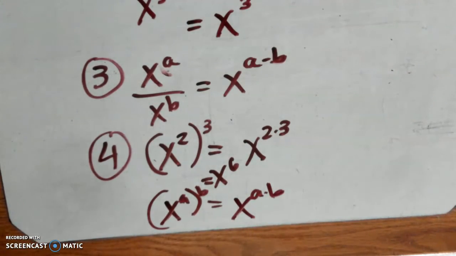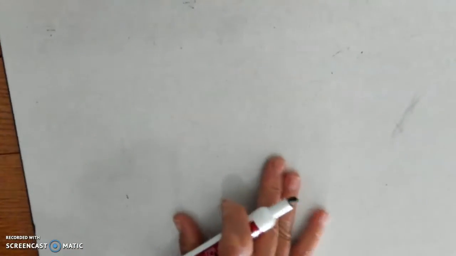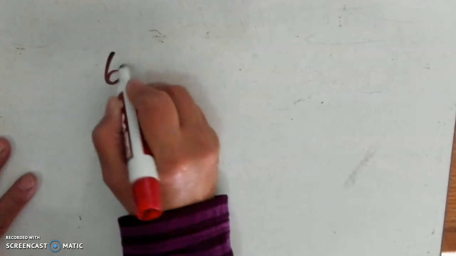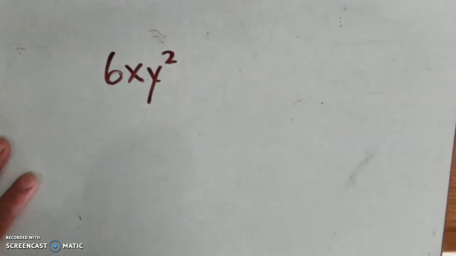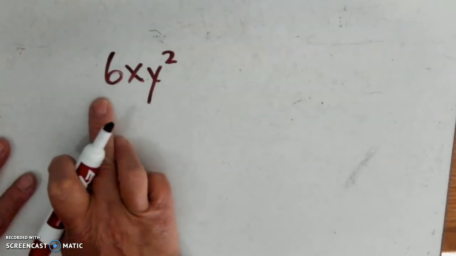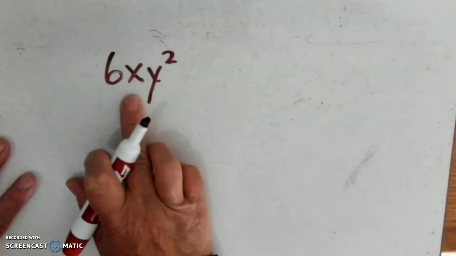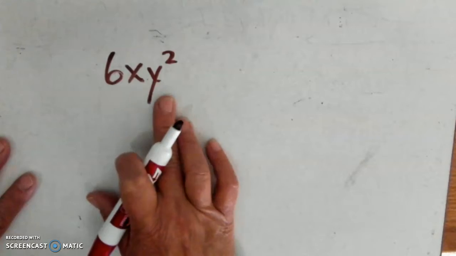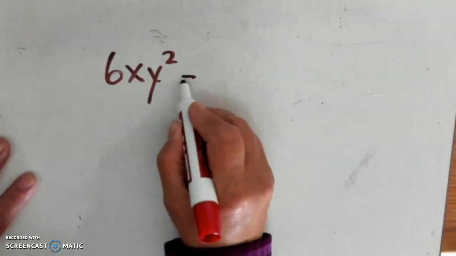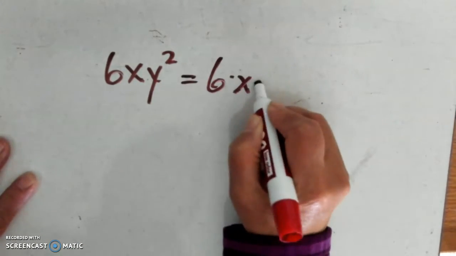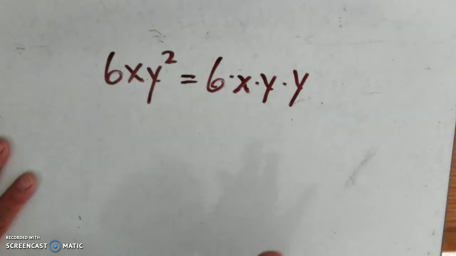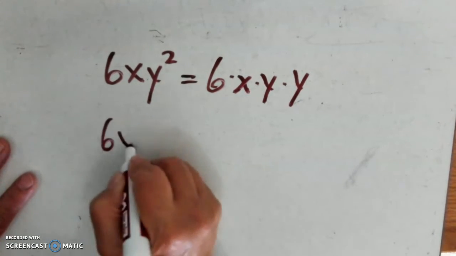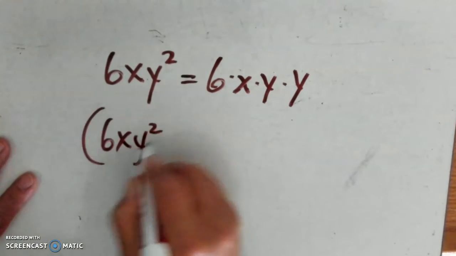The other thing that I've noticed is that we're struggling with finding bases. You have to be very careful when it comes to it. If I have 6x times y to the 2nd power, 6 is a base, but it's being taken to the 1st power. X is a base, it's being taken to the 1st power. And y is another base being taken to the 2nd power. If I expanded this, it becomes 6 times x times y times y, which is totally different if I have 6xy squared.